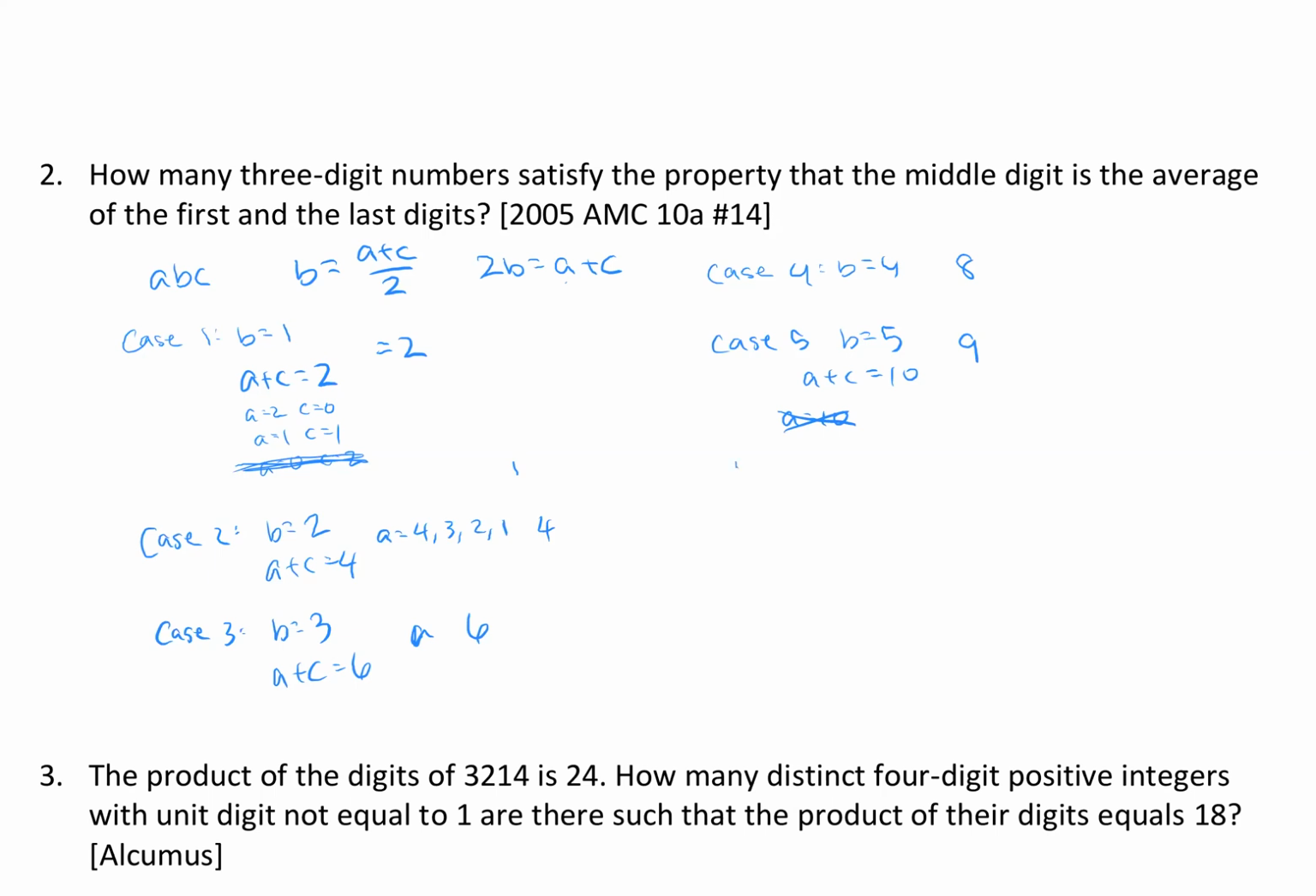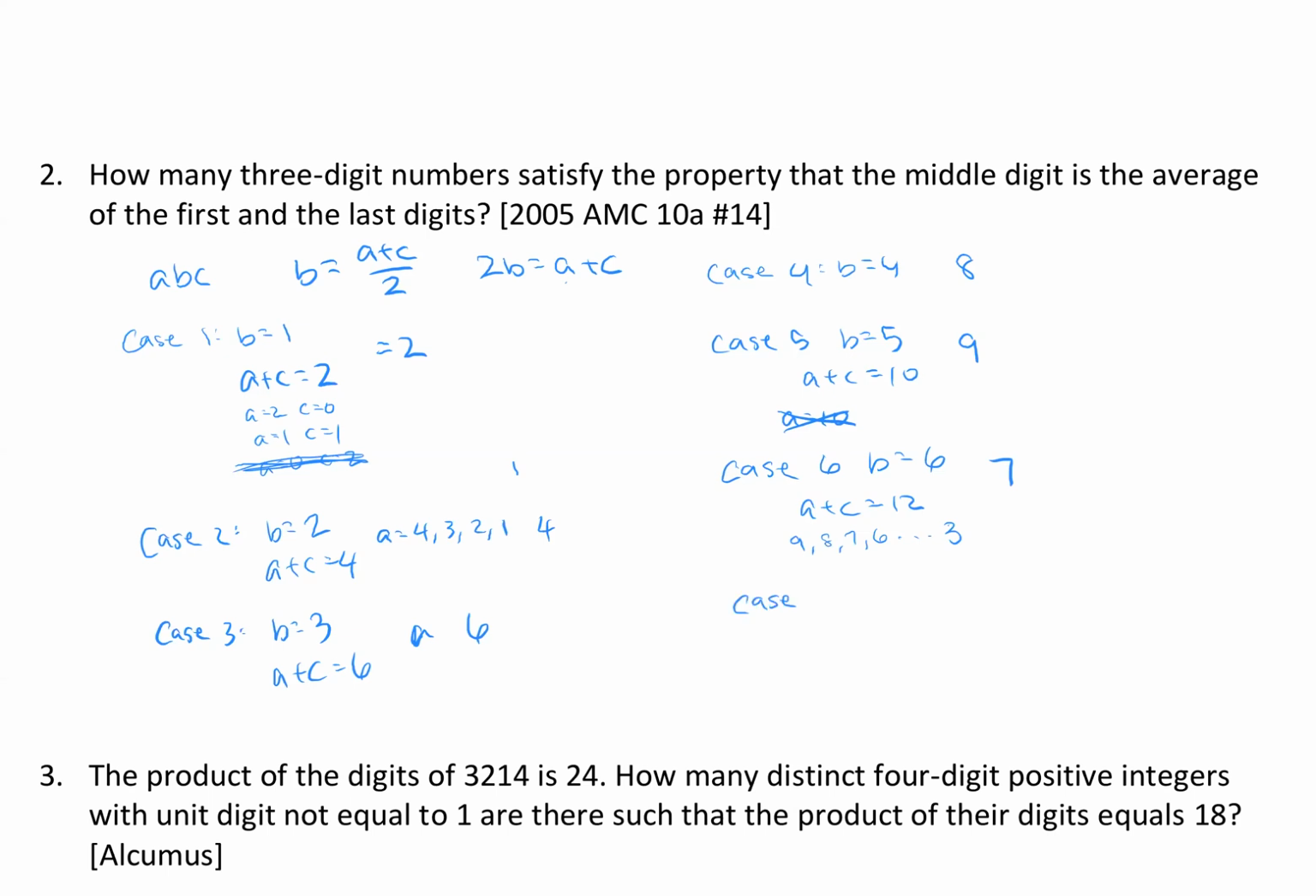Okay, and then now we have case 6, B equals 6. A plus C equals 12. Now A can be 9, 8, 7, 6, all the way to 3, because when A is less than 3, then C will have to be 10 or more. So there's only 7 numbers here. Do you guys see that?